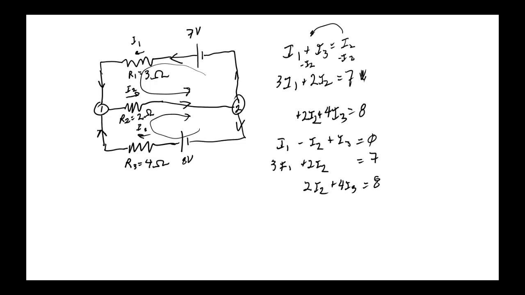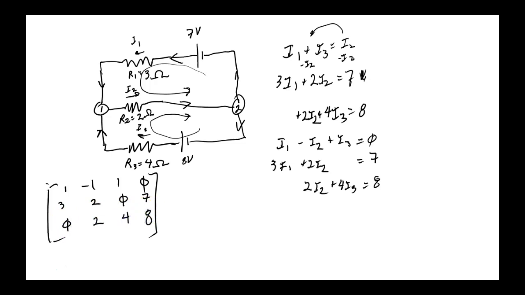Though, you really should have done it with voltage up minus voltage down equals 0. But I mean, this way is going to be easier than doing our thing. Well, with that in mind, let's set up a matrix. What will that matrix be? Okay. 1, negative 1, 1, 0. Second one will be 3, 2, 0, 7. And the third one will be 0, 2, 4, 8.